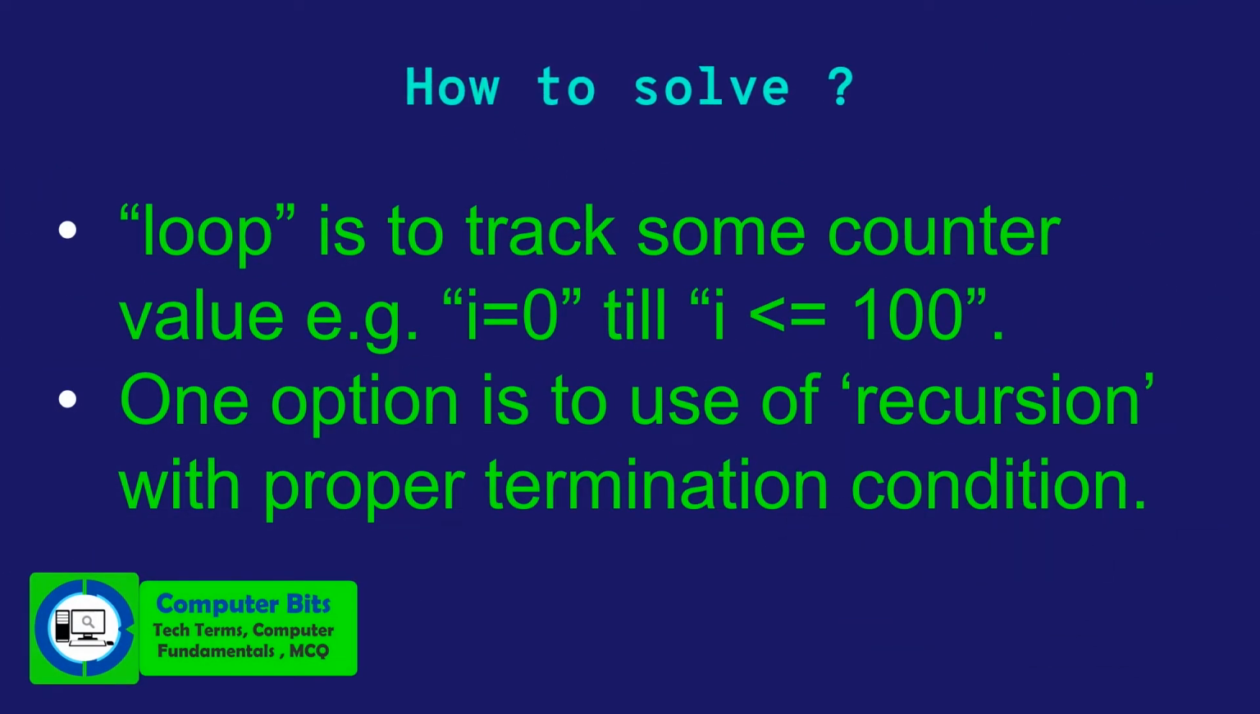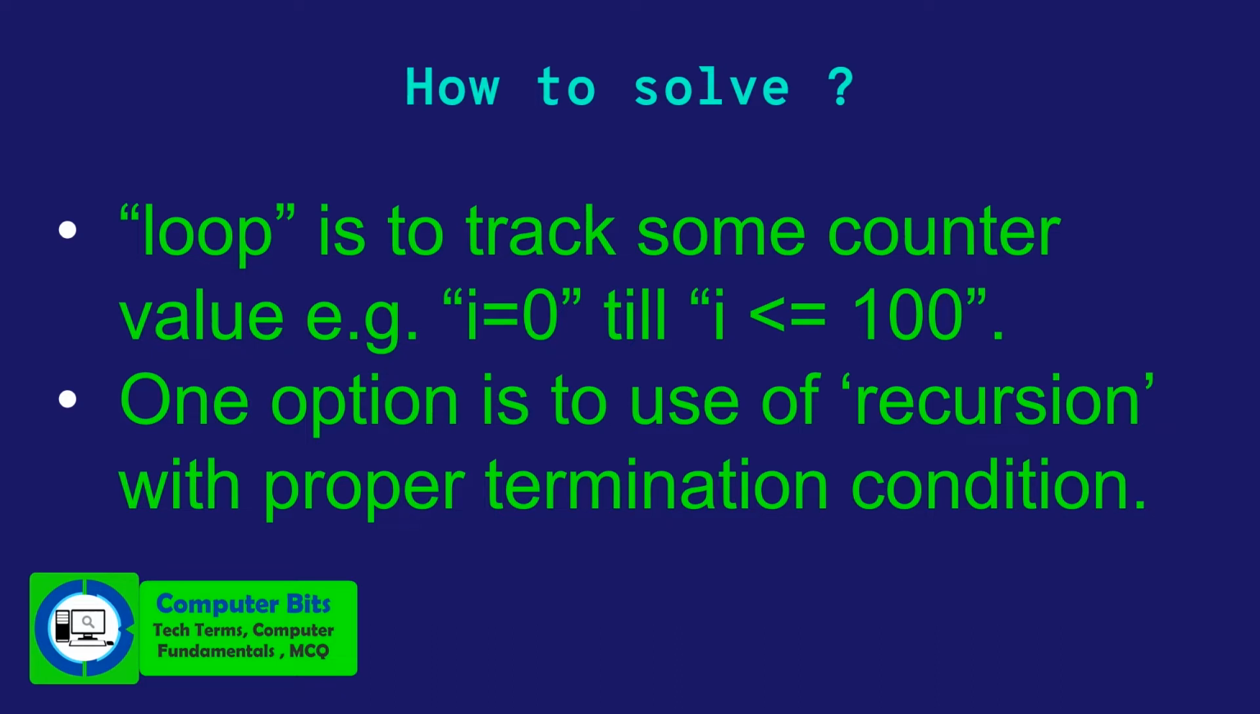In given problem, we are not going to use loop to solve the problem. We can see that the concept of loop is to track some counter value. For example, initial value of i is 0. So loop will execute until value of i becomes less than or equal to 100.